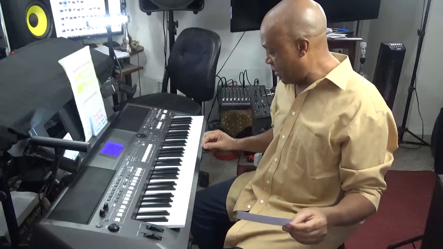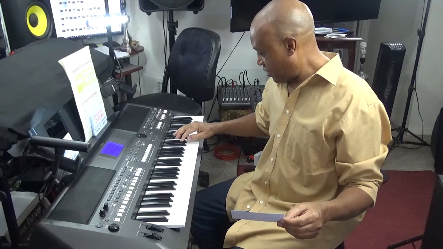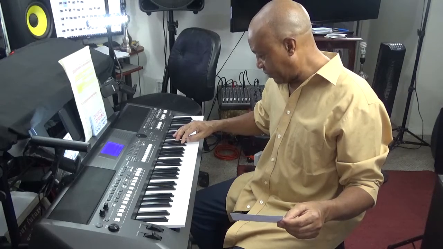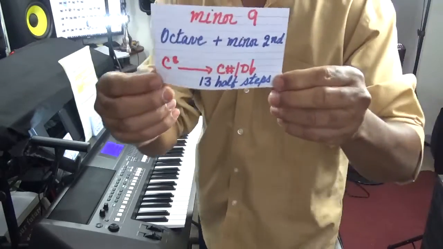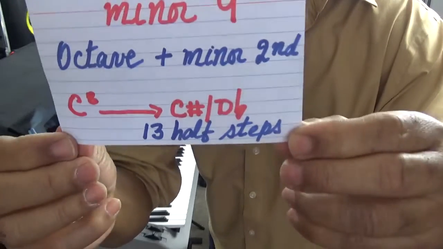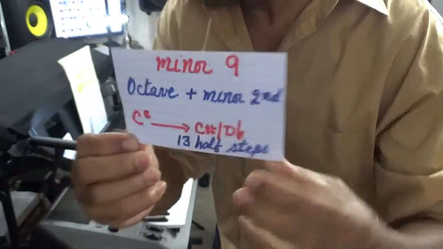So that would be C octave plus C sharp or D flat. That gives you minor 9, which has 13 half steps.